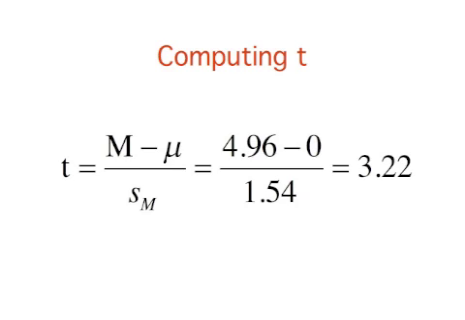Now we can compute t. The mean of the 24 difference scores is 4.96. We subtract the hypothesized population mean of 0, then divide by the estimated standard error of the mean, which we've just worked out to be 1.54. This gives us a t-value of 3.22.